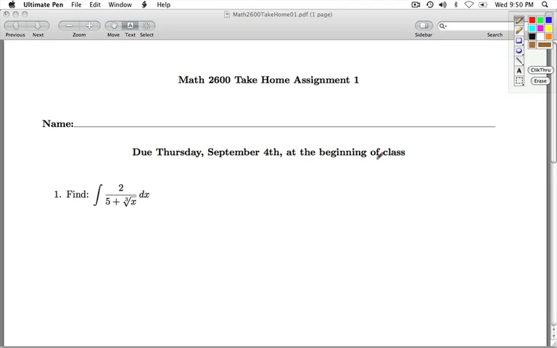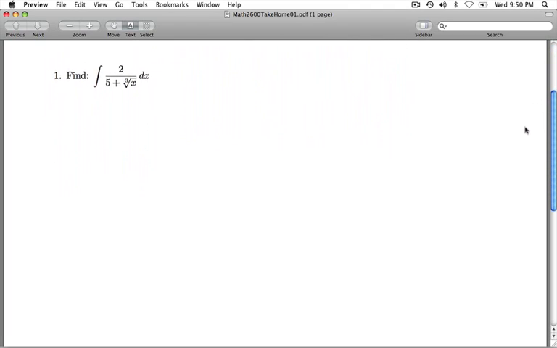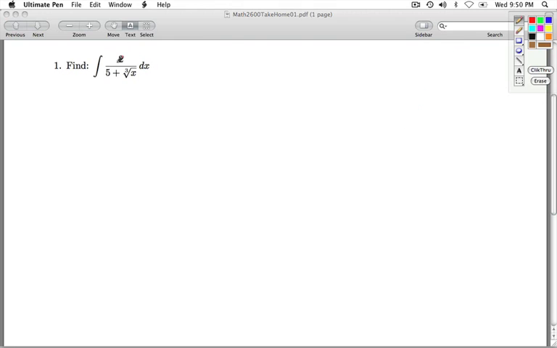Hi folks, this is Calc 2 Take Home Assignment 1. We have one problem. We have this integral. So let's get to work.